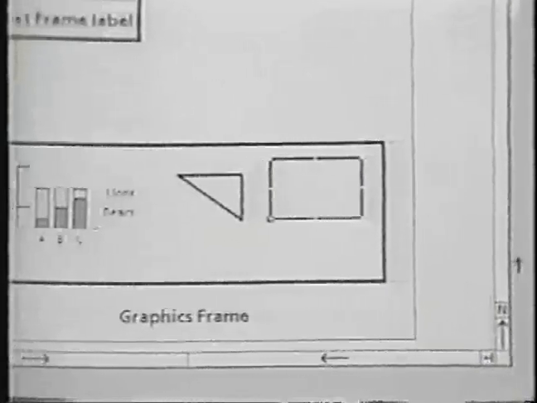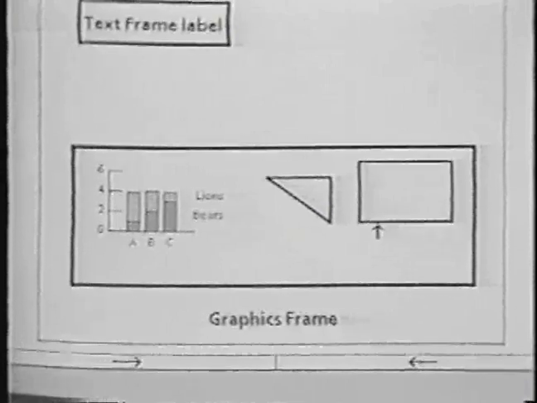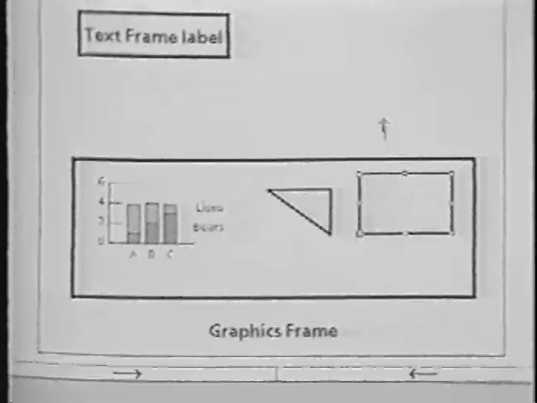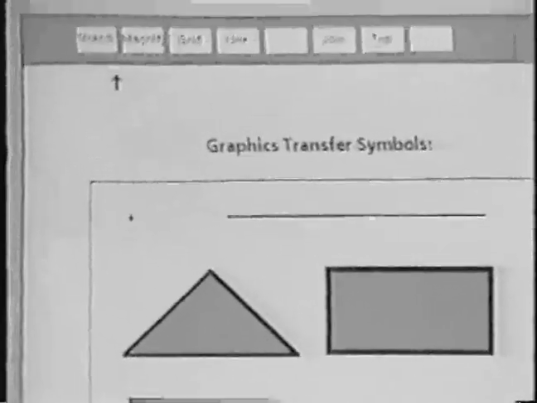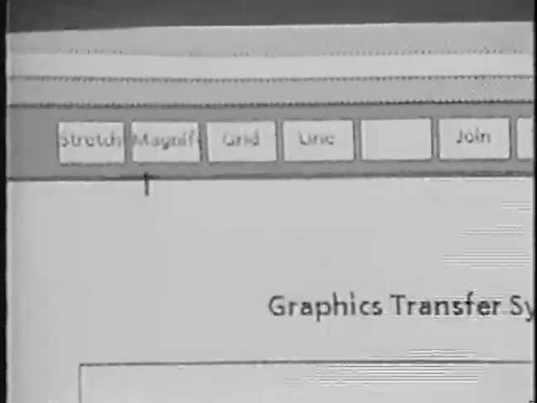Whenever a graphics object is selected, the soft keys at the top of the keyboard take on special meanings. These keys are shown at the top of the document by using a virtual keyboard. The keys that we will discuss for graphics are the stretch, magnify, grid, and line keys.